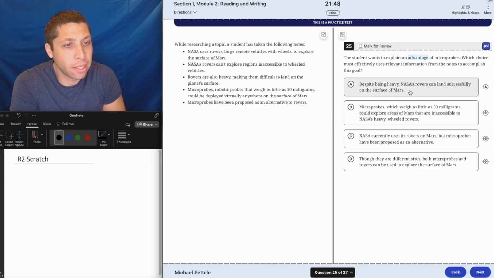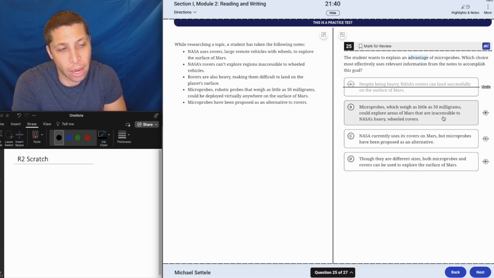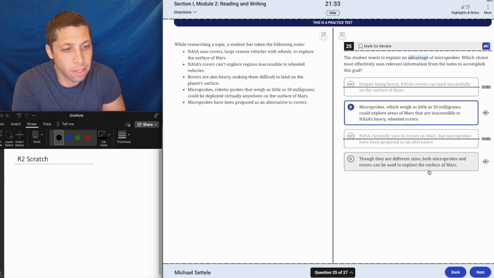Despite being heavy, NASA's rovers can land successfully on the surface of Mars. Nope. Microbes, which weigh as little as 50 micrograms, could explore areas of Mars that are inaccessible. Okay, maybe that's an advantage. NASA currently uses its rovers on Mars, but microprobes have been proposed. Okay, but why is it? What's the advantage? They are different sizes. Okay, this is the only one that has an advantage.